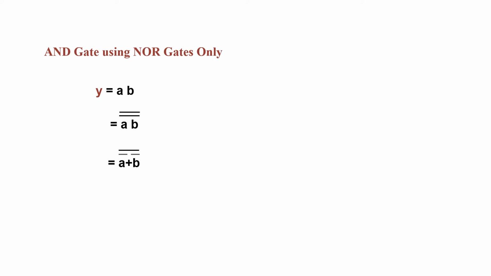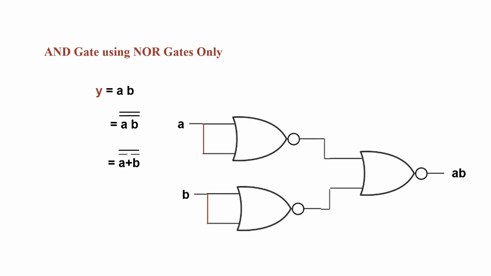We already know how to create A bar and B bar using NOR gates, and the last NOR gate is just a direct NOR gate. So we can sketch this directly. It will be a total of three NOR gates. The first NOR gate is to calculate A bar. The second NOR gate is to calculate B bar. The last NOR gate is to find A bar NOR B bar, which is equivalent to A and B if you apply De Morgan's law.